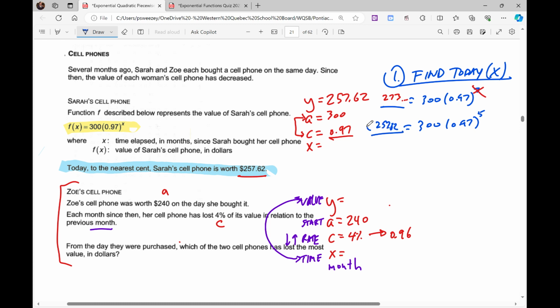257.62. So this matches the value we were looking for. So that means X is equal to 5. So that means today is 5 months later. Okay? And in these questions and in the next unit, X is always time.